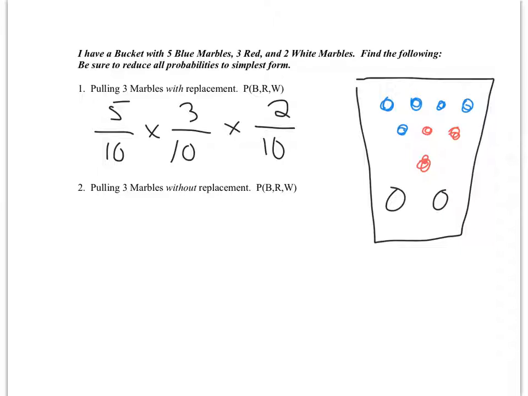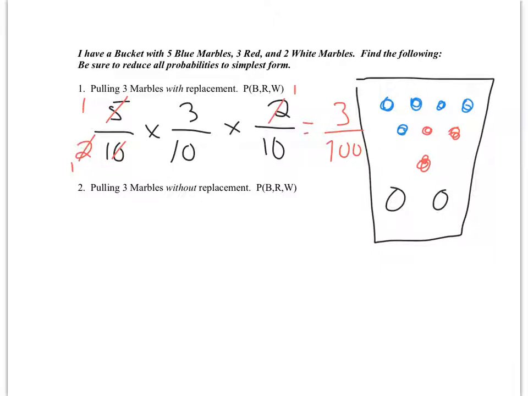Before I multiply, because I don't have a calc, I'm going to cancel. I'm going to cancel right here. 5 and 10 becomes 1 and 2. 2 and 2 will cancel. It looks like I'm left with up top 1 times 3 times 1, which is 3. And on the bottom I have 1 times 10 times 10, which is 100. I have a 3 out of 100 chance of getting a blue, a red, and a white in that order with replacement.